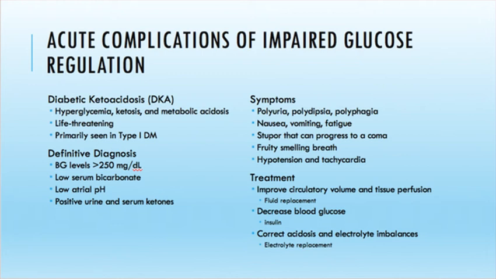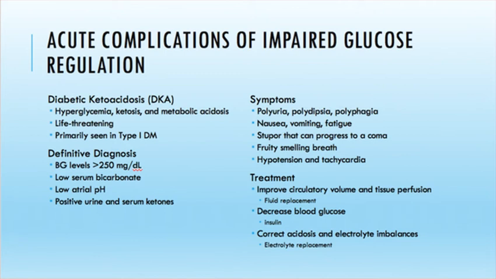All right, so some symptoms. Your 3 Ps: polyuria, polydipsia, polyphagia, nausea, vomiting, fatigue, a stupor that can eventually progress to a coma, fruity smelling breath, and that's from the ketones. It smells like rotting fruit or very overripened fruit. And then hypotension and tachycardia from the dehydration that occurs.